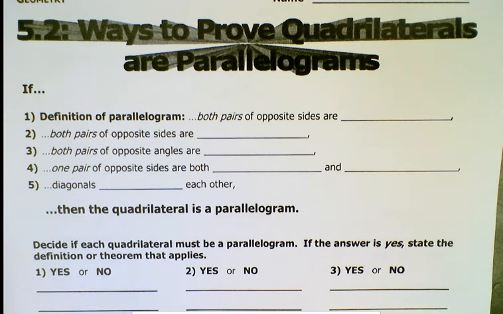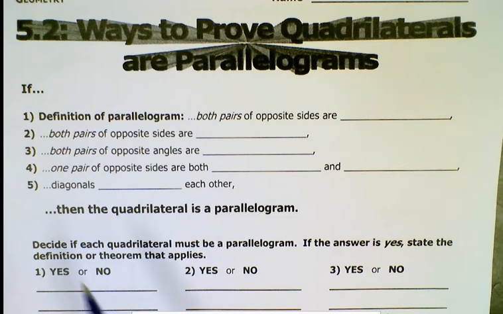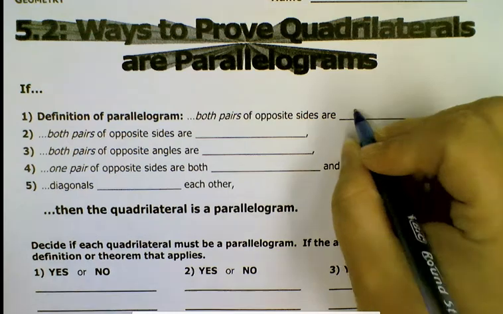What we look at today is that all we know is we have a quadrilateral, just a four-sided figure, and some more information about it. We need to determine if that's enough information to say that it is a parallelogram. There are 5 ways that we can use. The first is just the definition of a parallelogram, which says that both pairs of opposite sides are parallel.